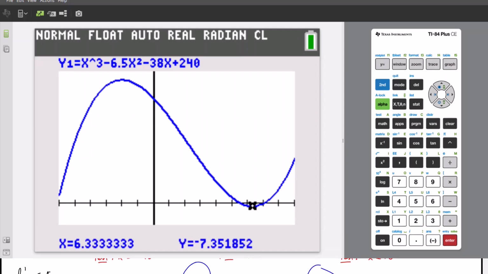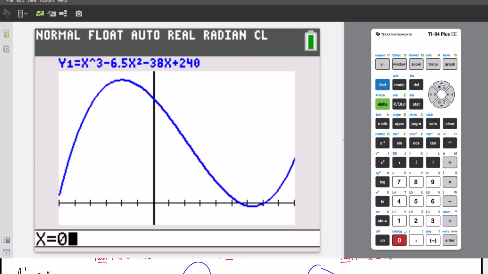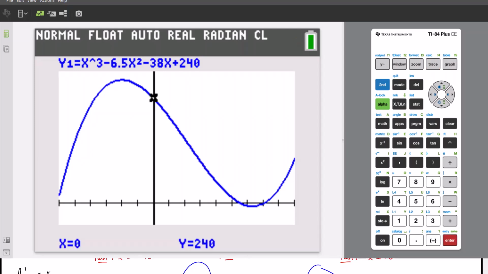If you want to record that, be my guest. They did not specifically ask for it, so I'm not going to provide it. And if you care, we are passing the y-axis when x is equal to 0 and the y is 240. So that's another additional point that you can use while graphing while transferring this graph from the calculator to your paper.